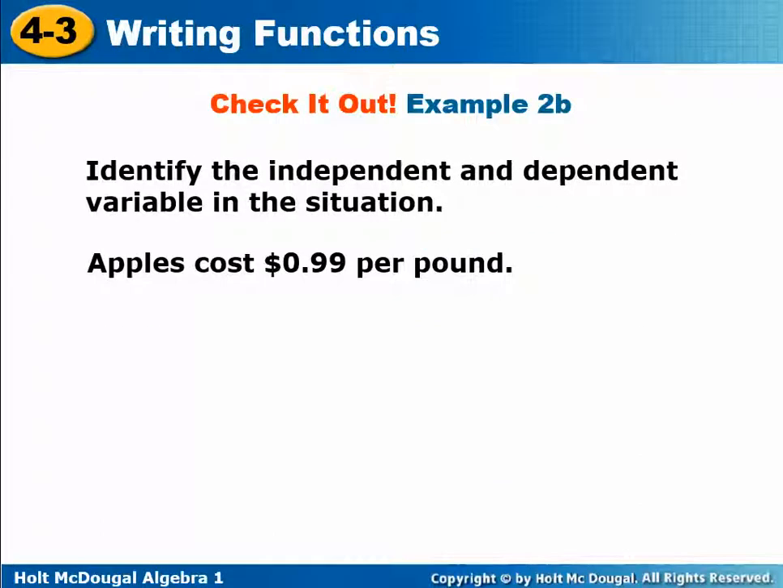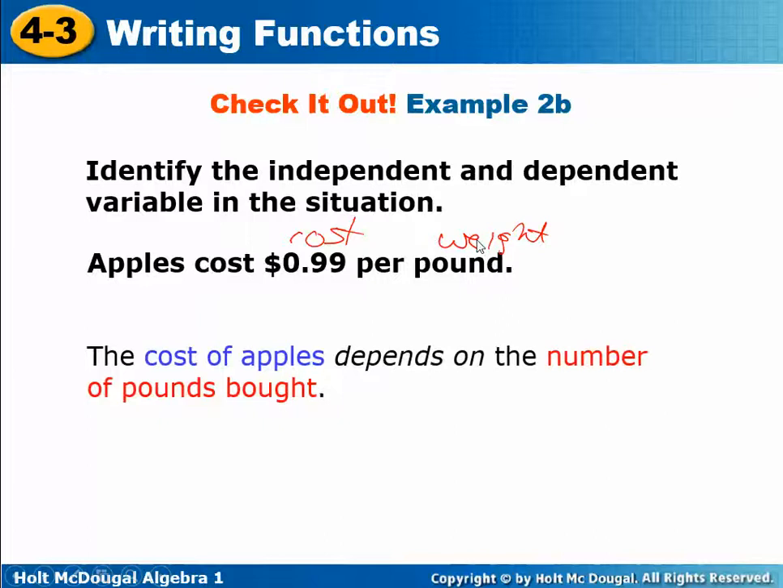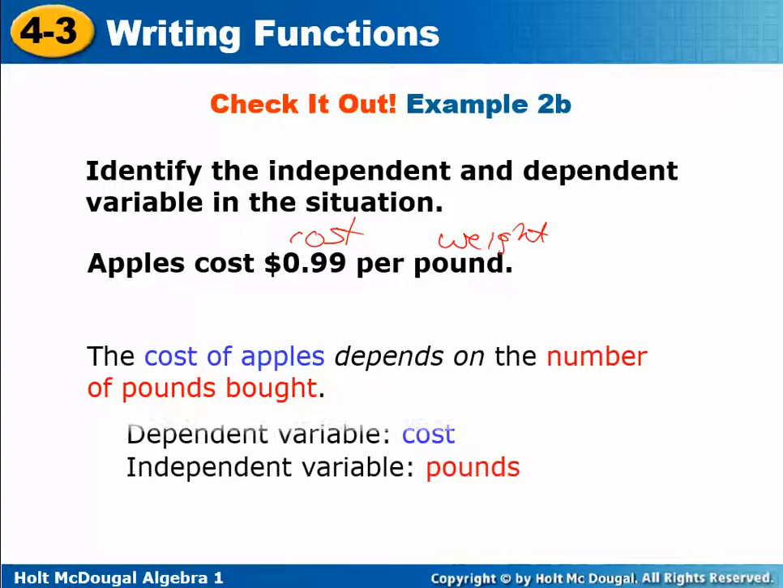Okay, one more. Apples cost 99 cents per pound. We've got cost again, and we've got weight. Does the weight depend on the cost, or does the cost depend on the weight? The cost of the apples depends on the number of pounds bought. Dependent cost, independent pounds or weight.